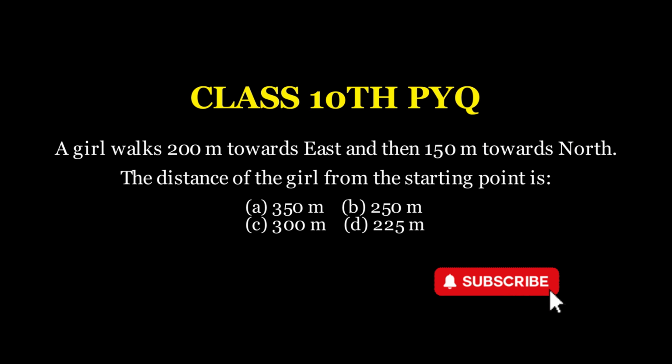Alright, here's the question. A girl first goes 200 meters east, then 150 meters north. We need to find her shortest distance from the starting point. Think carefully before jumping to an answer. This is a direct Pythagoras theorem problem.